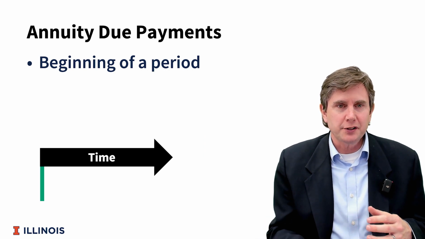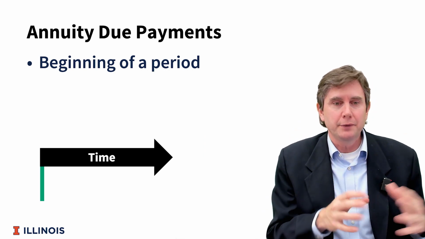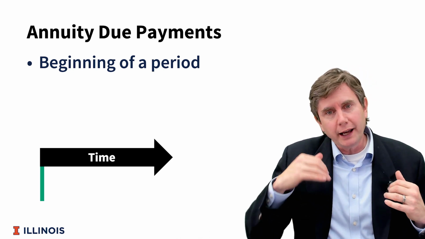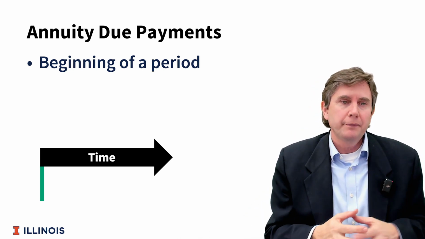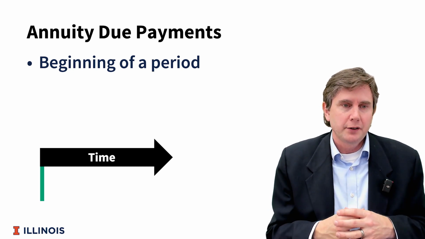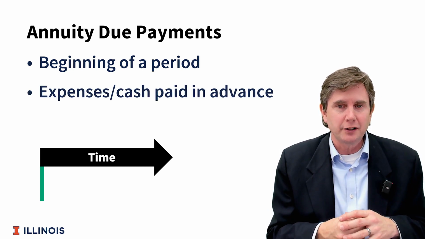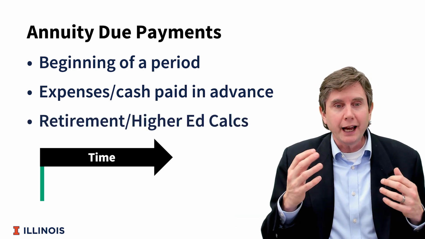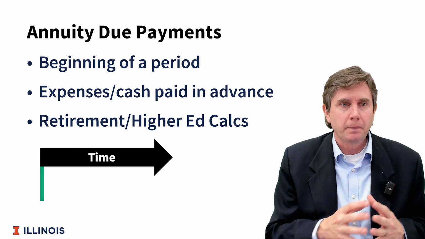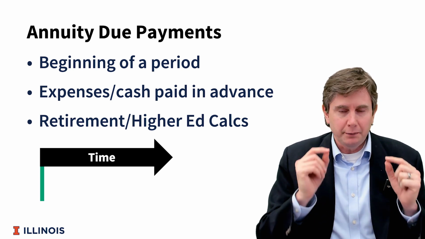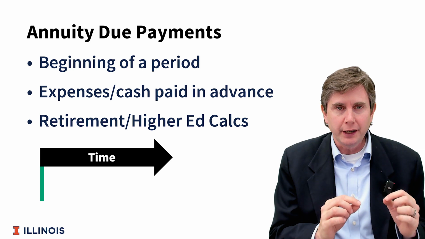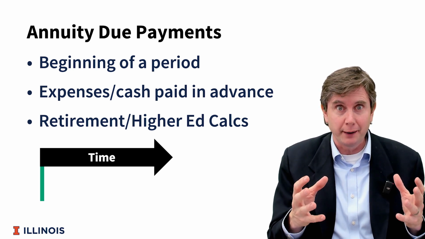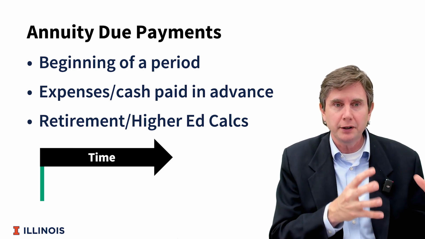I can have a payment start at the beginning of my timeline, at the start of my problem, at time period 0. I can say, hey, we're going to go ahead and put money in, pull money out, at the beginning of a period. So anytime we have expenses or cash in advance, like pay for a year of school or pay for a year of retirement, we normally have a beginning period cash flow. We call any beginning period cash flows annuity due. It is an annuity due payment. Those are the words we use to describe cash flows at the beginning of any period.